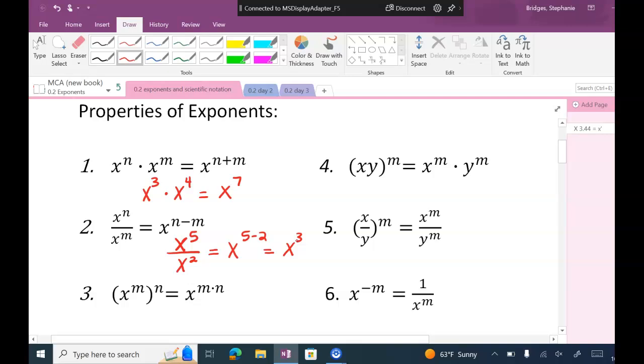Number 3 is a power to a power. So if I have x, some number raised to a power, and then it is raised to another power on the outside, we keep the base and we multiply those exponents. So if, for example, x squared raised to the third power would become x to the 2 times 3, which is x to the 6th.